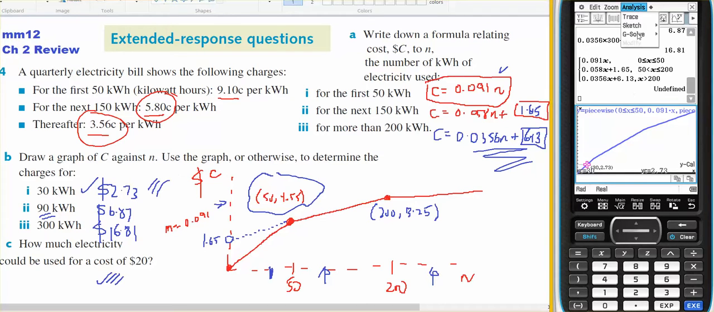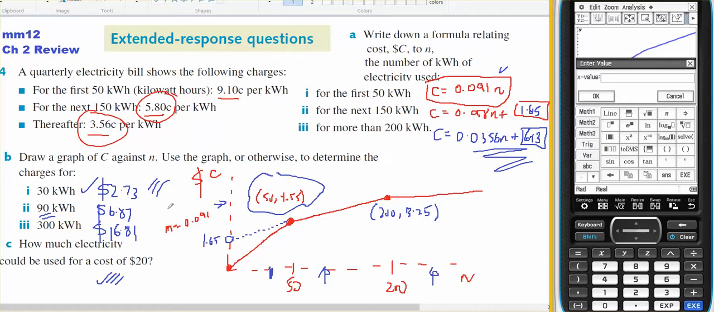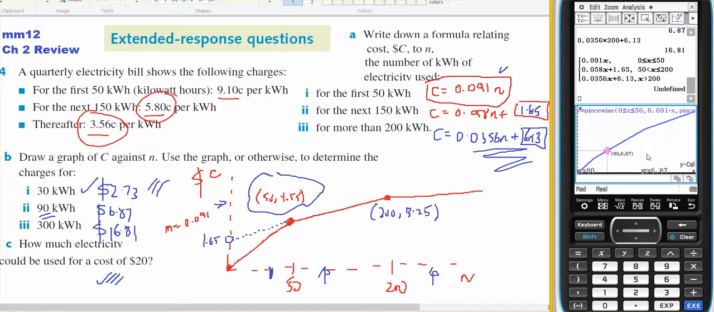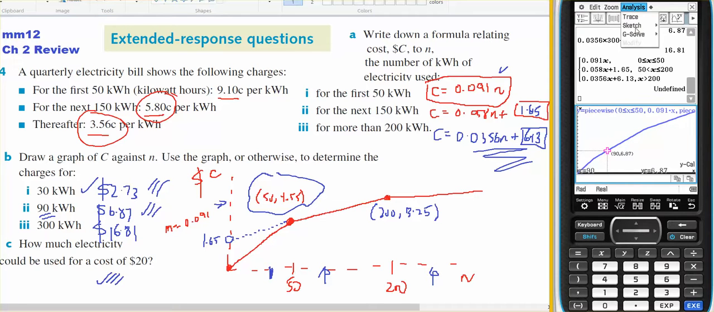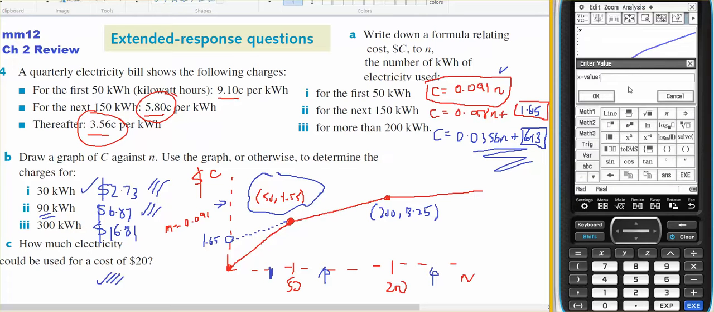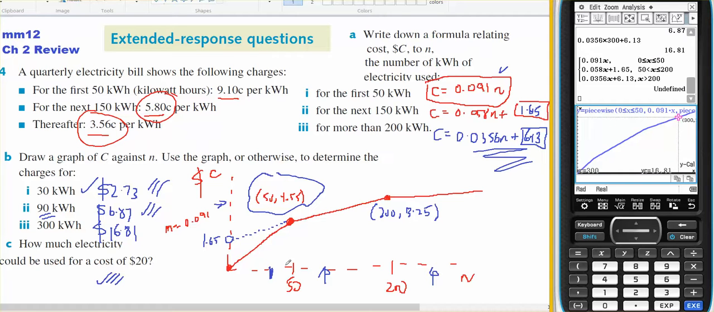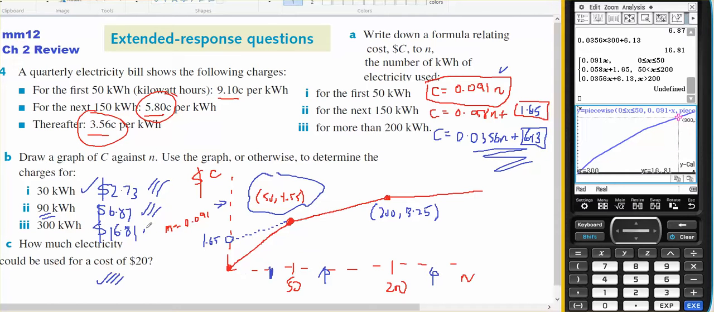I'd like to do analysis, G-solve, and do a y calc when x equals 90. So I'm just confirming my answers in part B. And 90 and $6.87, and there's my $6.87. And then thirdly, I'd like to do a y calc when x equals 300. And that goes okay, and that gives me $16.81, and there's $16.81.